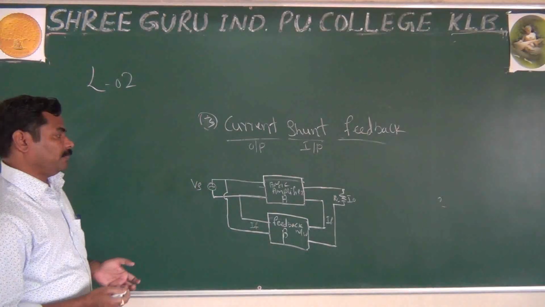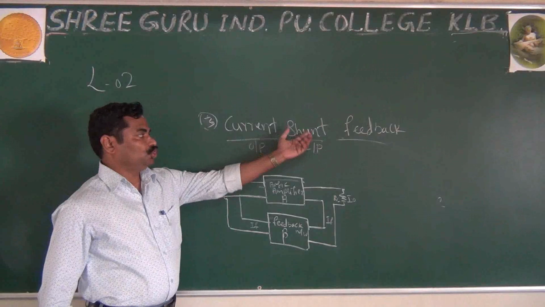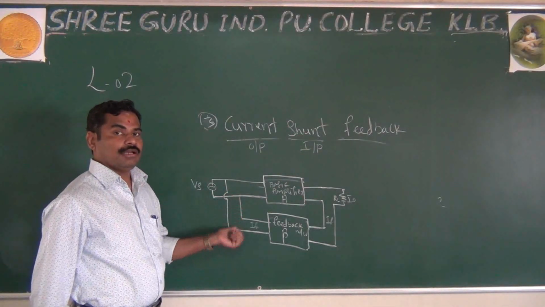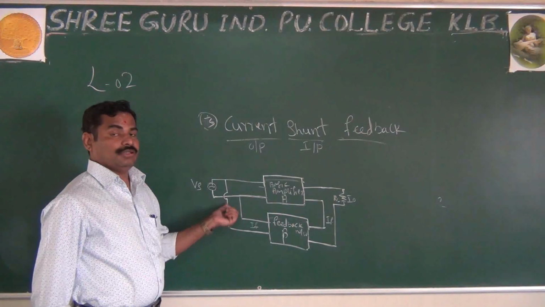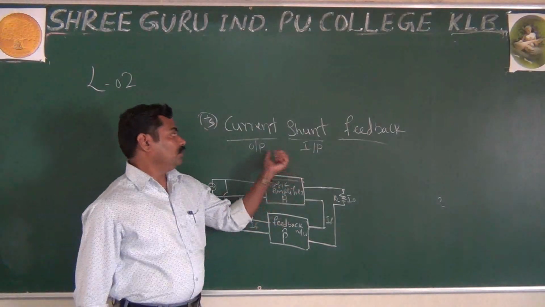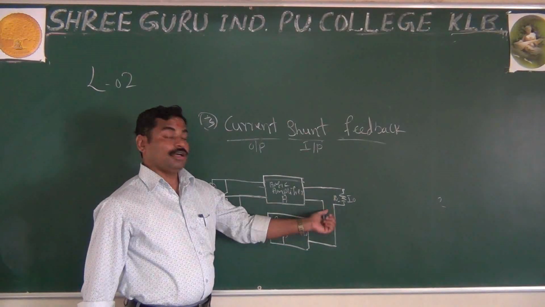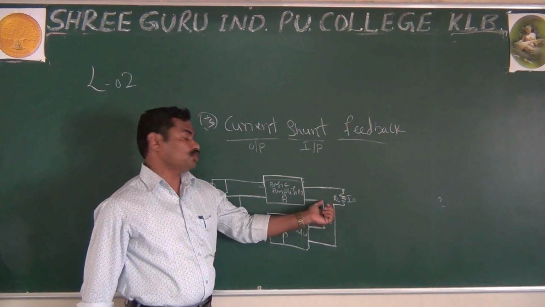Look here, in the shunt, nothing but in the input, you are connecting in parallel. Why are you connecting in parallel? Because you have to add or subtract the voltages. And in the input, you are having output during the current. Always current you are measuring in series.